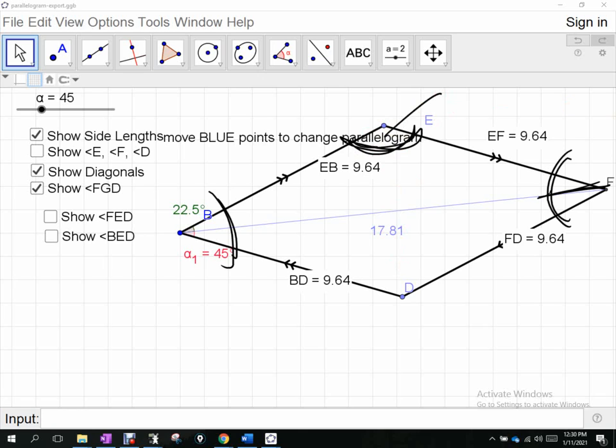How does this blue angle up here relate to this blue angle here, if it's a parallelogram? Not the same. It is bigger in this case, but that's not always going to be the case. They're supplementary. So if this one's 45 degrees, this one's 135. And if I take half of 135, what's half of 135? 67.5.